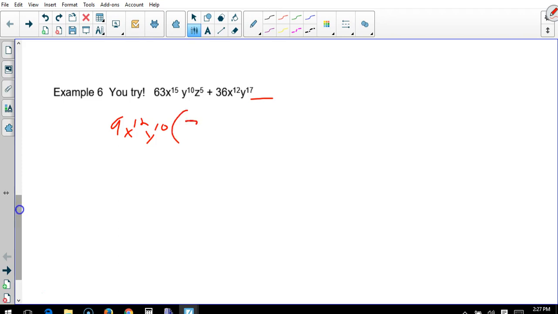So 63 divided by 9. 15 minus 12, x cubed. 10 minus 10, that cancels. But the z to the 5th just falls on down. Plus 36 divided by 9. The x12s cancel. y17, y10, that leaves y to the 7th.